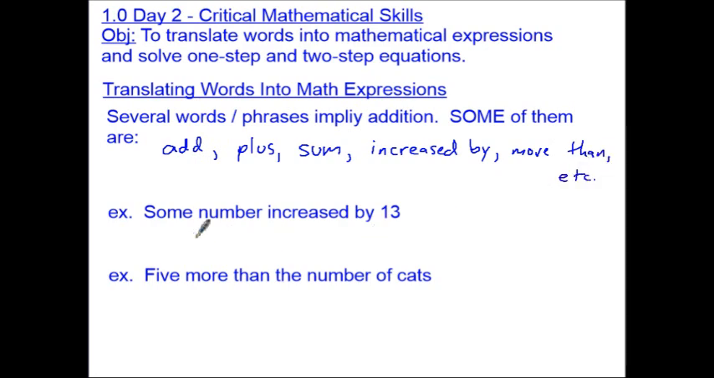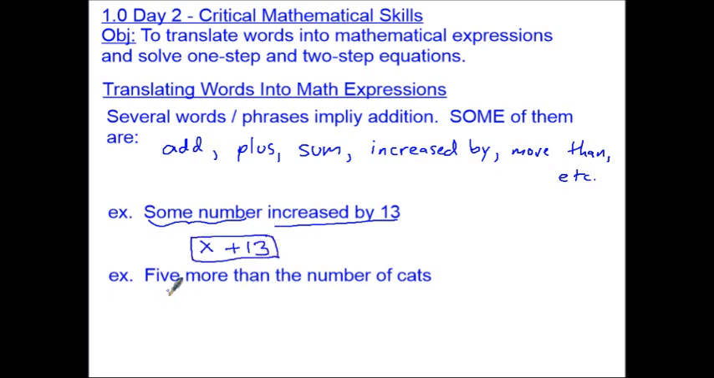If we want to write one of these phrases as a math expression, some number increased by 13, well, some number is just going to be a variable. If we don't specify the letter, feel free to choose whichever one you like. I'm going to choose x in this case. So my number is x, and increased by 13 just means adding 13. So there's my final answer.